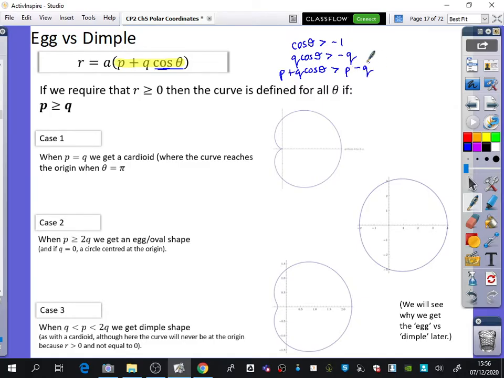So if P minus Q is always greater than or equal to 0, in other words, if P is greater than or equal to Q, then that whole expression will always be positive. It's thinking about that second bit that you've got there. Basically, the smallest thing this can be is minus Q. If P is bigger than Q, then the overall thing will be positive. And if the overall thing is positive, then we can draw it for the whole graph. If P was less than Q, then there are going to be some times where r could be negative.